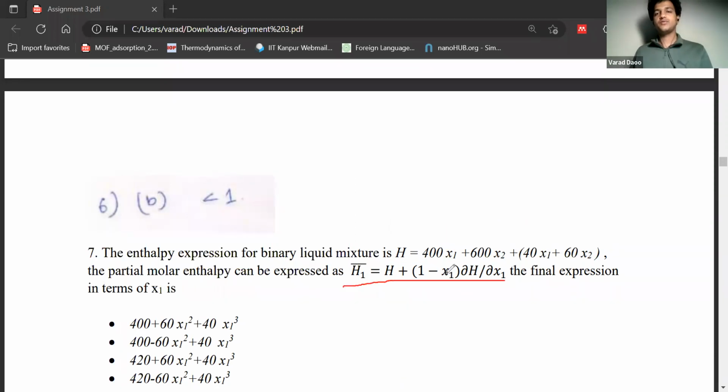Remember this expression is what we have to use. You have to substitute X2 with 1 minus X1 here and here, simplify it, and then whatever expression you get, you just put it in here and take the derivative and put this in the expression. You will be getting the answer. Okay, so 5 minutes I'm giving.